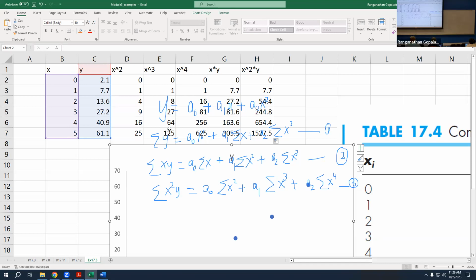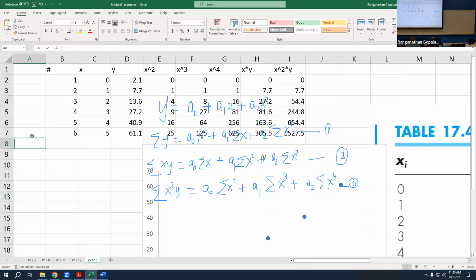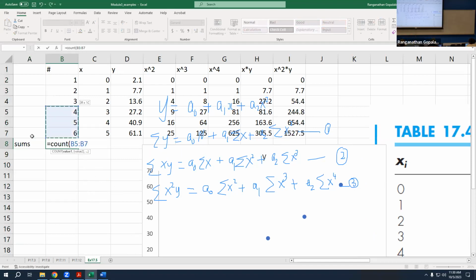The people who wrote the textbook, I don't know why their choice for x was 0, 1, 2, 3, 4, 5. They should have shown you some decimal numbers to give you that sense. But it's a value of x, it's not a counter. Don't think we are counting from 0. If you want, I can put numbers 1, 2, 3, 4, 5, 6. So if I do the sums, count how many entries do I have? That is 6 entries.